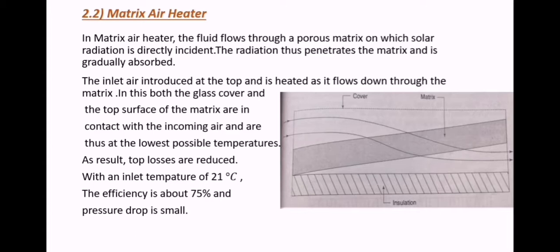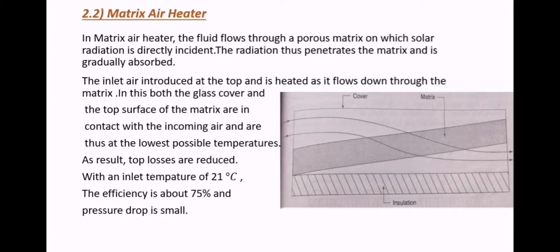The radiation thus penetrates the matrix and is gradually absorbed. This is quite unlike a conventional non-porous absorber surface, in which radiation is only absorbed at the surface. The inlet air is introduced at the top and is heated as it flows down through the matrix.